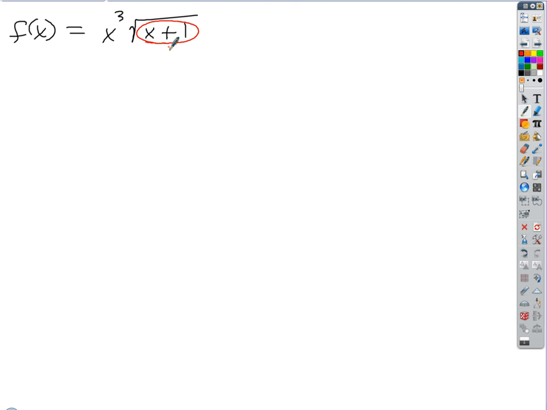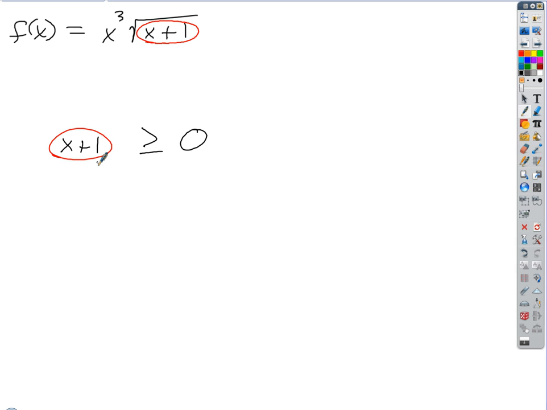So we're just thinking, whatever's in the red bubble, ignore what's in it for a second, has to be greater than or equal to 0. In other words, the argument of the radical has to be non-negative. Well, what's inside the bubble? It's the expression x plus 1. So all we have to do is solve this inequality for x to find the domain.